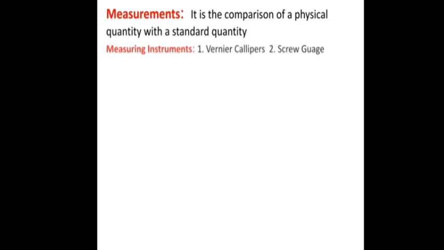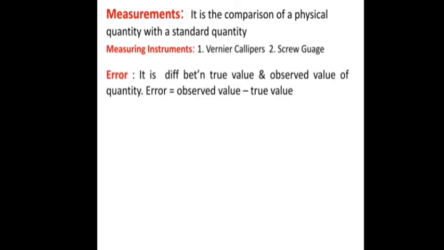Now let us take what are measuring instruments. There are so many measuring instruments. For example, you can see our own scale, the ordinary scale that we are using is also a measuring instrument. A wall clock is a measuring instrument for time. But for a diploma and even for the practicals, two measuring instruments we have understood. That is what? One is vernier calipers, another is a screw gauge. Okay, let's go further then.